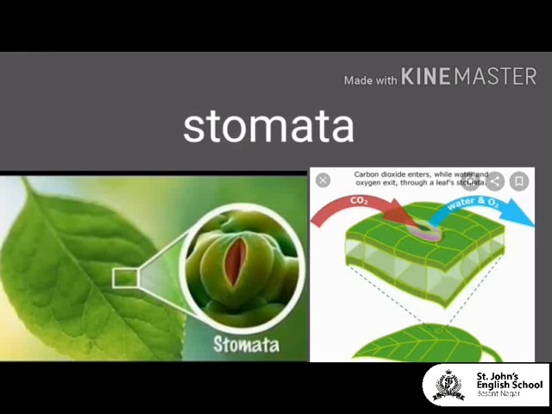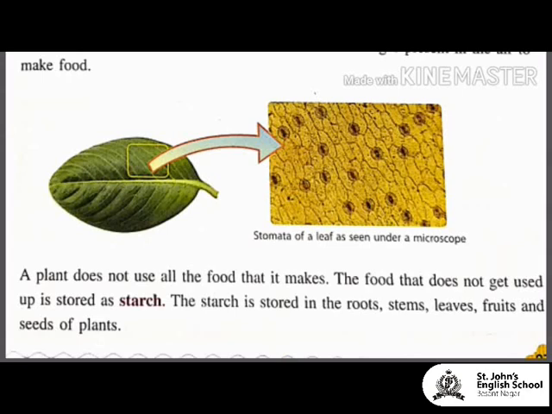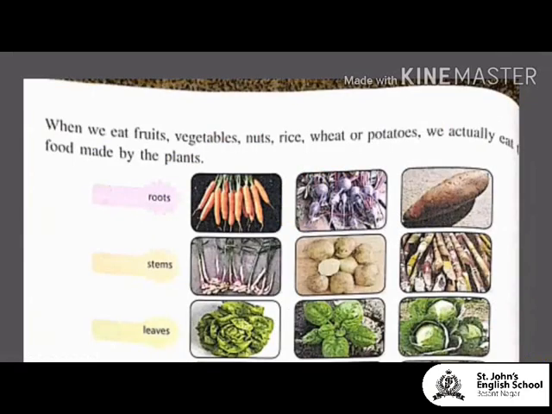And stomata plays a very important role in the exchange of gases. So, finally, the prepared food is called starch. A plant does not use all the food that it makes. The food that does not get used up is stored as starch. The starch is stored in the roots, stems, leaves, fruits and seeds of plants. Whatever starch is needed will be utilized by the plants for their growth to get energy.